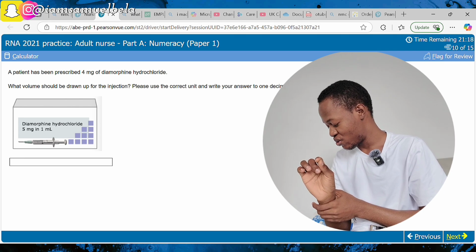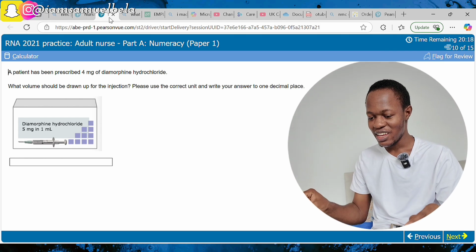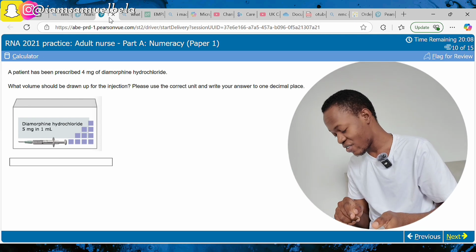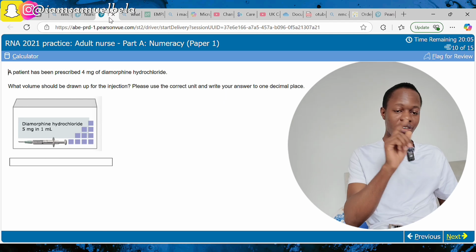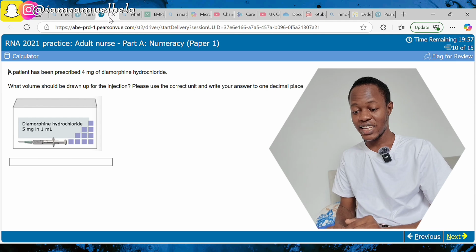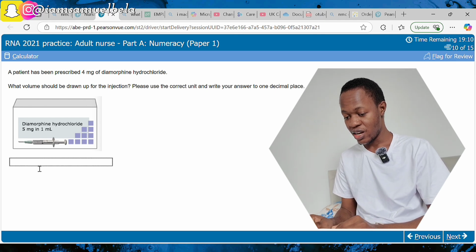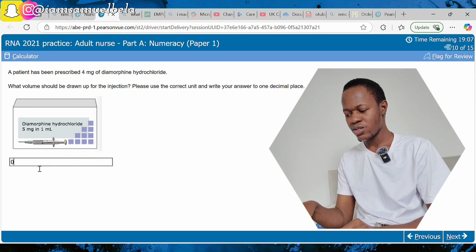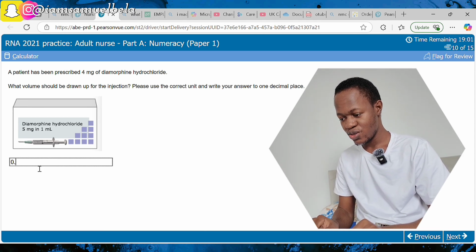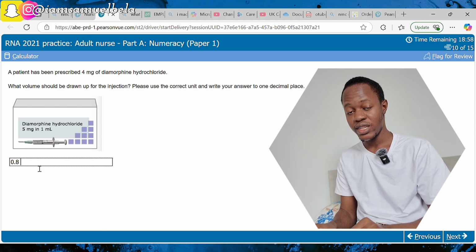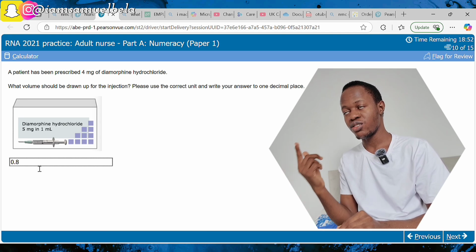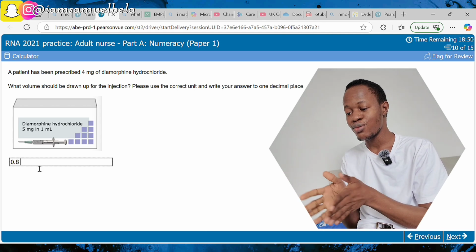Now this one is a bit tricky. Let's just do it like a maths calculation. Since 5 milligram is in 1 ml, how many ml will contain 4 milligram? Cross multiply and tell me your answer. Okay guys, my answer is 0.8 ml using that method. I think there will be calculators on your computer, so you have nothing to worry about. And your instruction says 1 decimal place, so that should give you a nod that this is going to be a decimal answer.